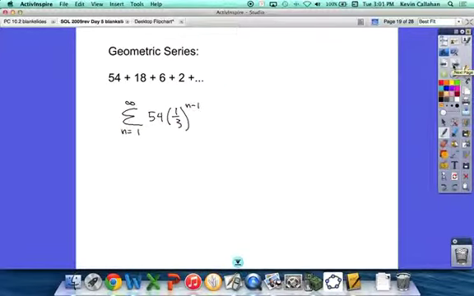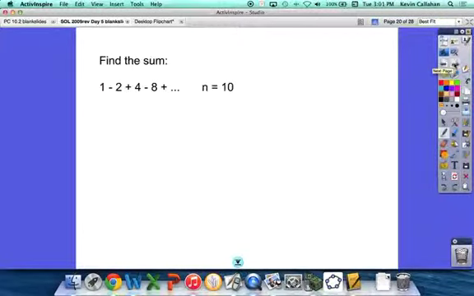Okay, could you do that one? Yes, we already did. Right? Could you do that one? The terms are getting bigger. They're alternating signs, but remember, that's an absolute value.